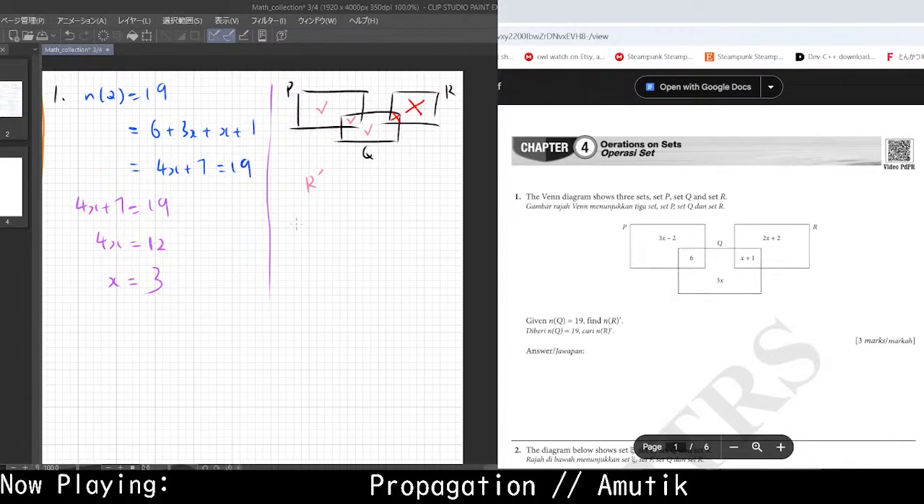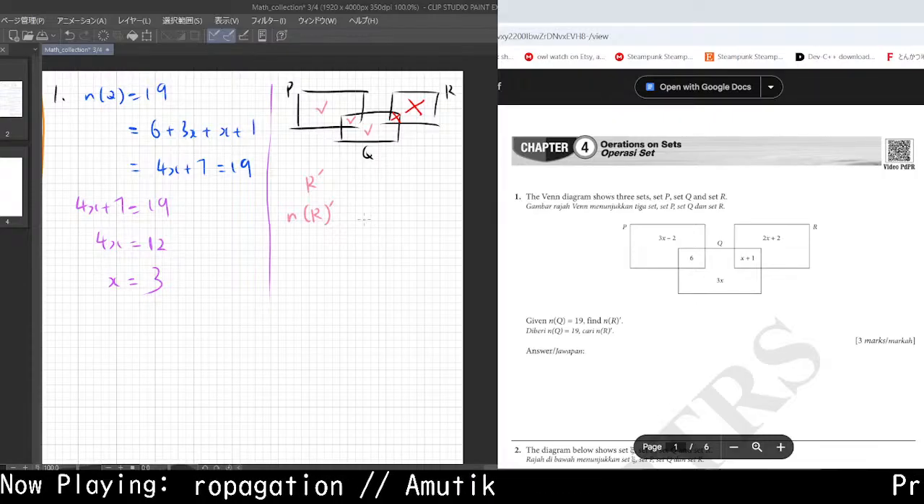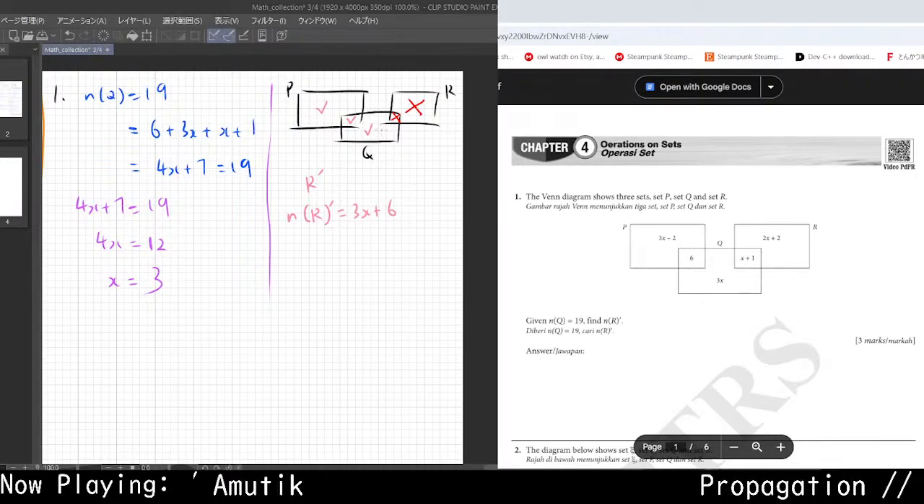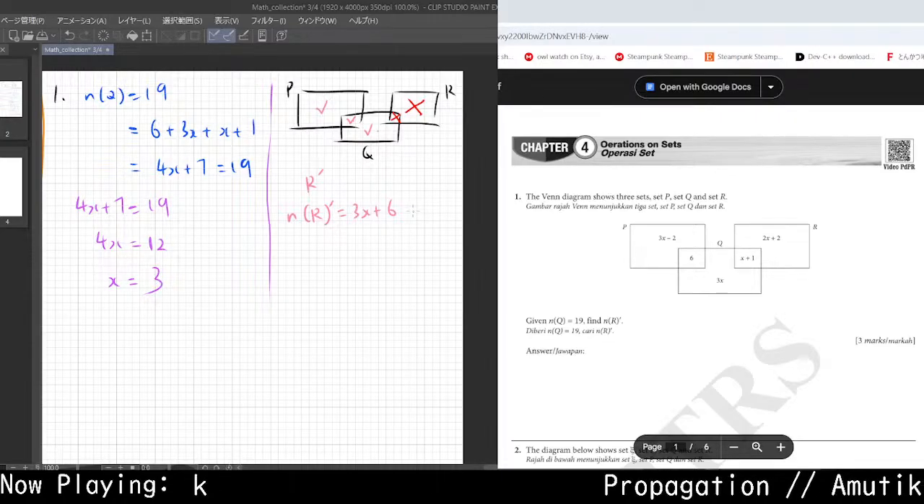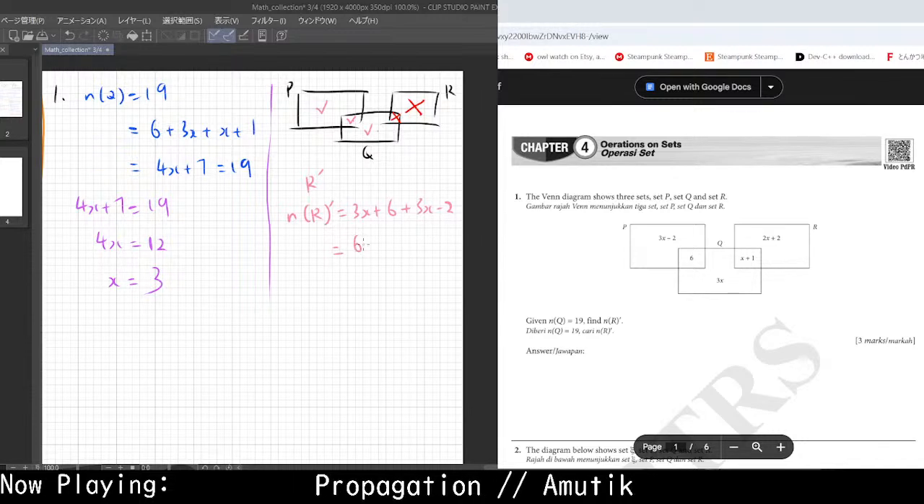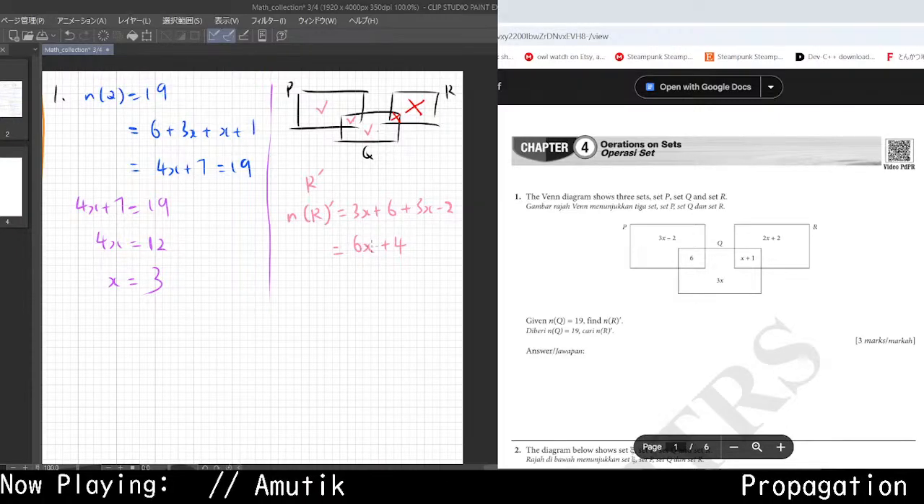Therefore, what we have over here is your number of things inside the set called R prime is equal to 3x plus 6. So this one plus this one plus this one: 3x plus 6 plus 3x minus 2. Then you can add together, you will get 6x plus 6 minus 2, you get plus 4. So this would be the expression for n(R prime).